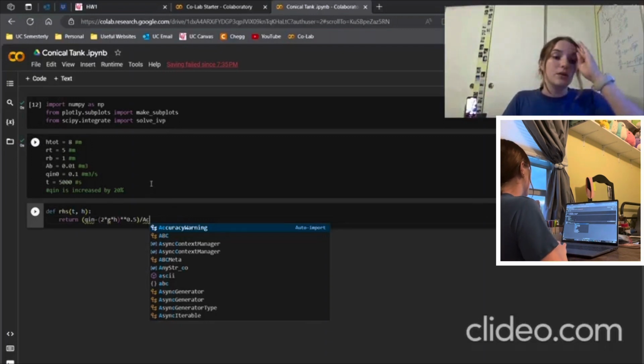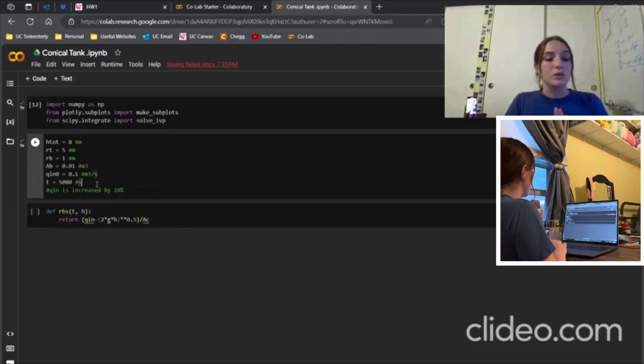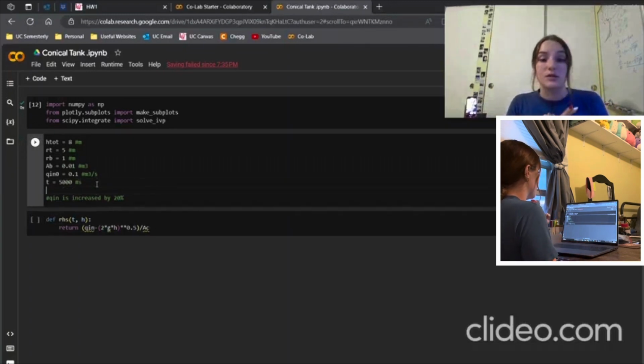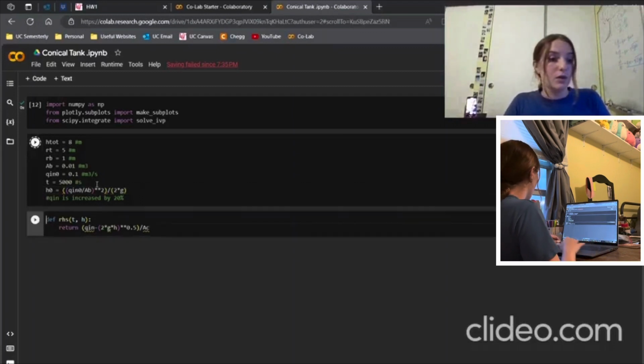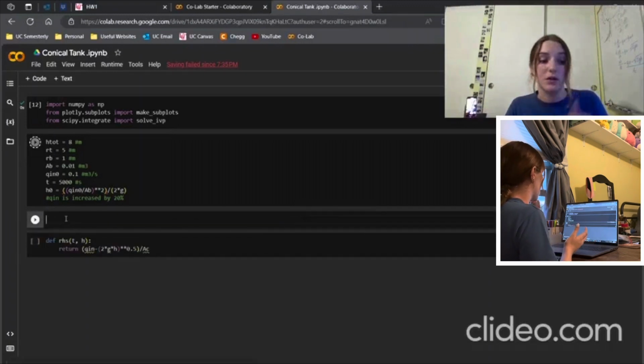Okay, now we need to define our H naught of our system. So we can define our H naught as being our Q in naught divided by our cross-sectional area at the bottom. And we are going to square this section, and then we are going to divide by 2 times G. Okay, then we need to initialize our value of A_C in the conical tank.